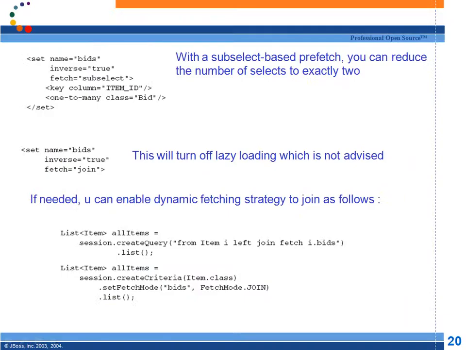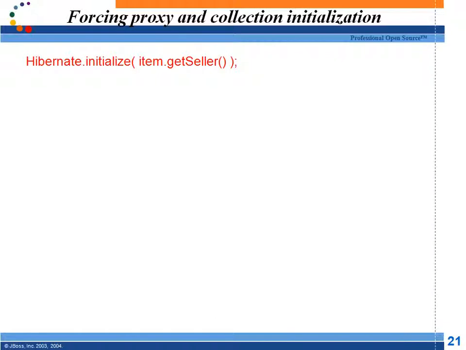One more thing is, instead of specifying this fetch mode in the XML itself, we can specify the fetch mode in the query also, which is always advised. If you are specifying it in XML, it will be applicable for all. Instead of this, you can specify that in a query. These are the various fetching strategies. And you know, Hibernate.initialize to explicitly initialize a proxy.